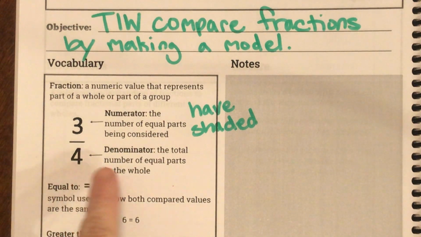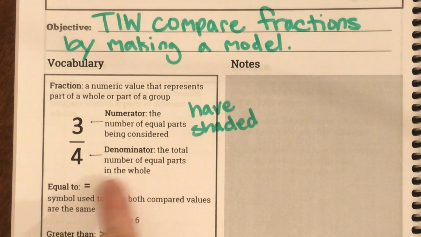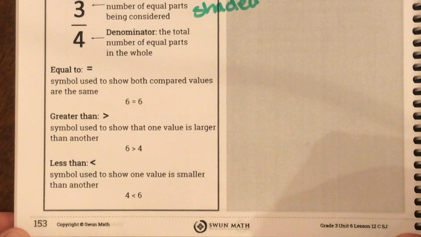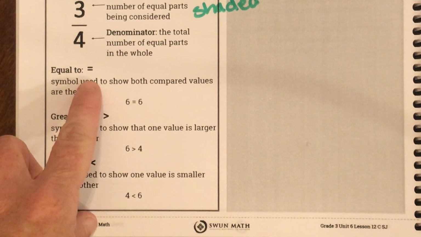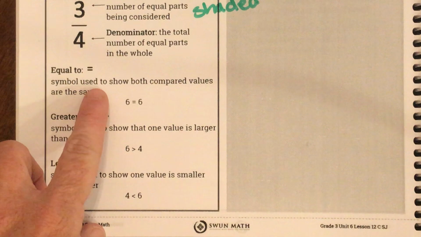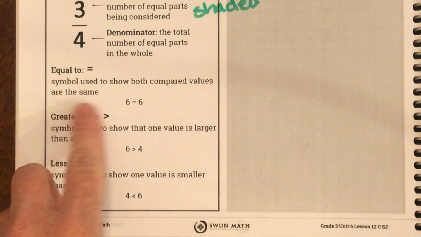Okay, the denominator is the total number of equal parts in the whole. How many was the whole cut into or split or divided into? That's our denominator. Okay, then we also have our three comparing symbols. We have an equal to sign, which is the symbol used to show both compared values are the same.